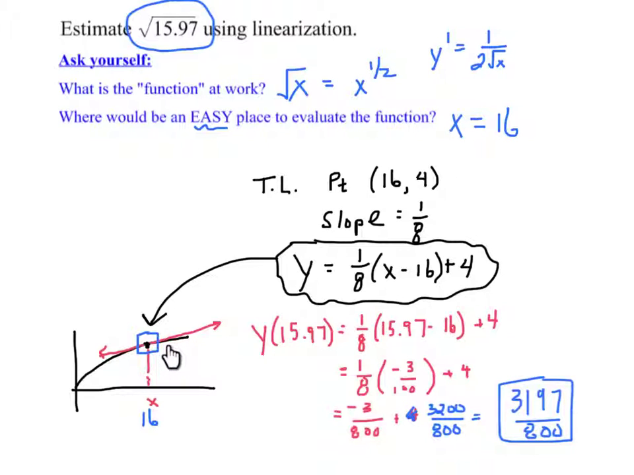I would have to make a new line centered around the point 25 and 5. So it really comes down to picking the right point. Okay, and of course, in this case, it was obvious. This is so close to 16, and that's something we can evaluate in the function very easily.